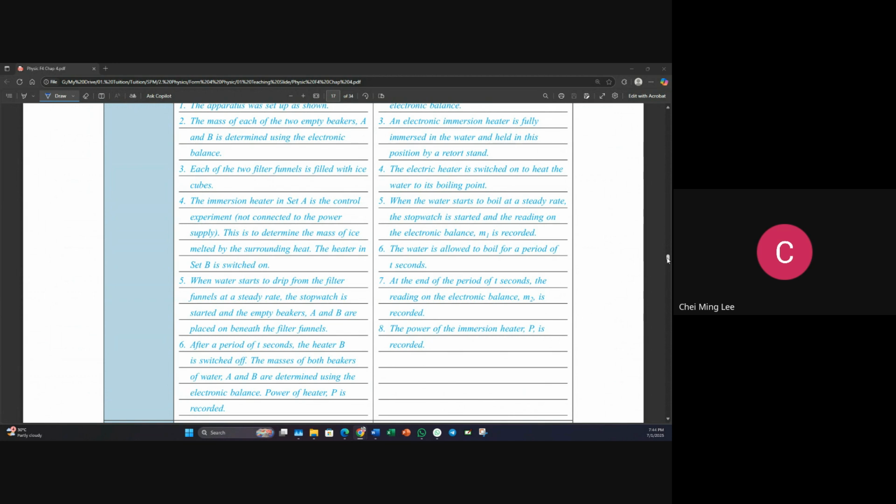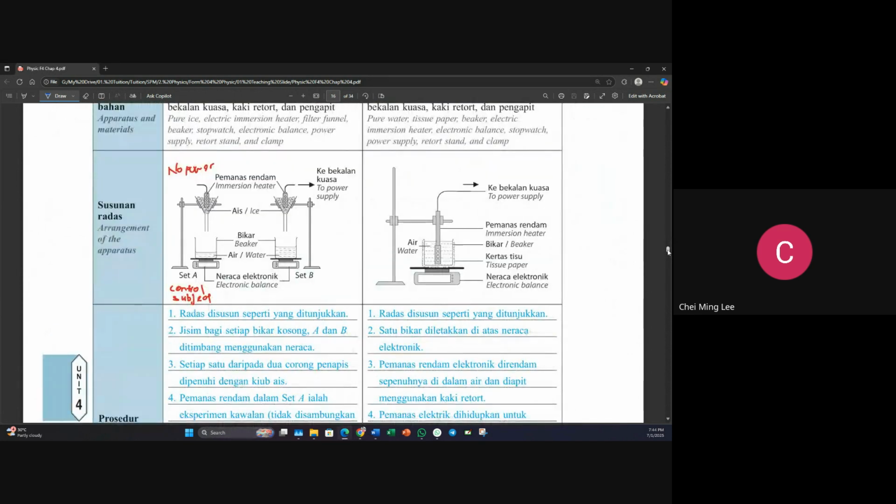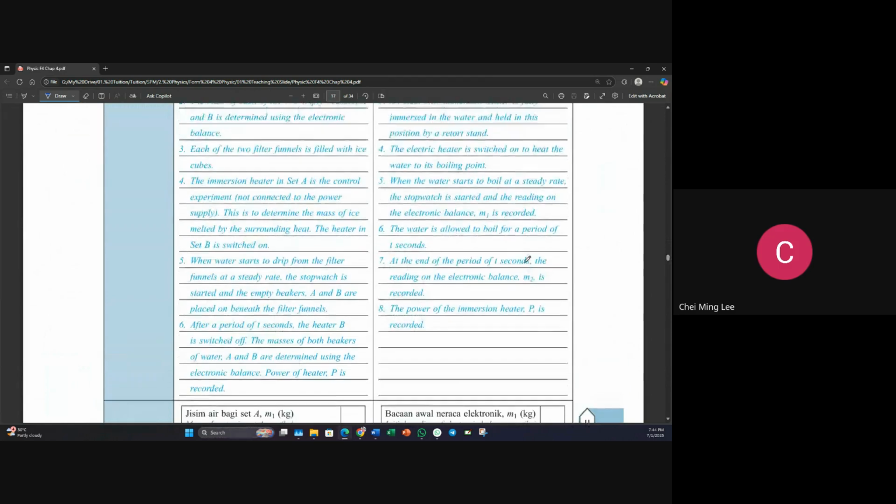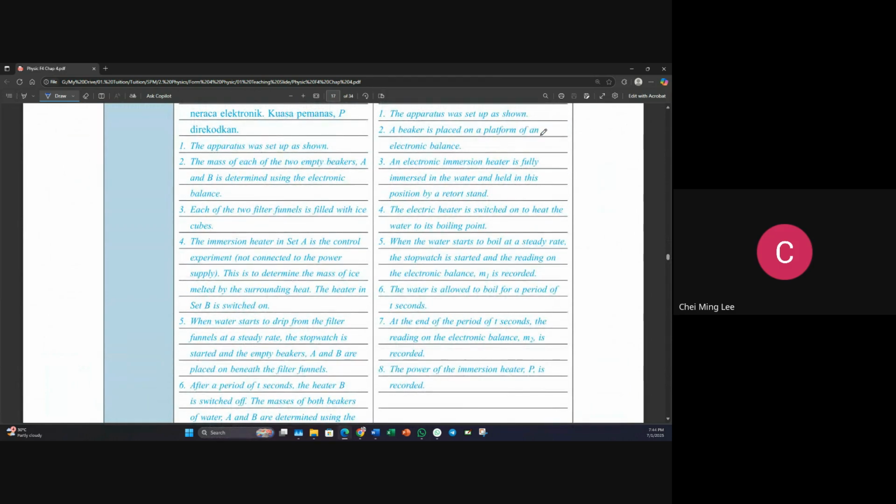Now, for the other one, it is much easier. First, the beaker is placed on the electronic balance, and then we put the immersion heater fully immersed in water. Okay, and we hold the position by using the retort stand. Then we switch on and heat the water until the boiling point.